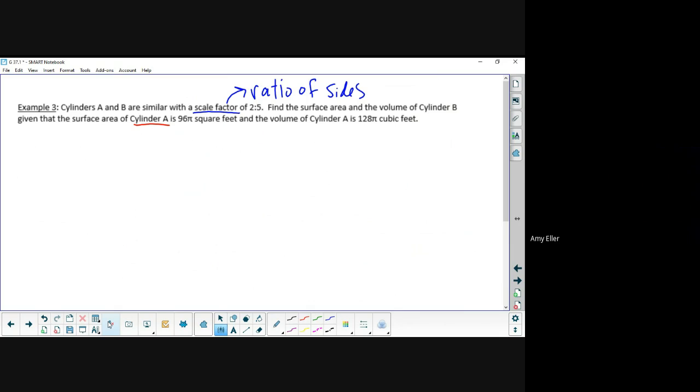Here's how we start every problem. SPA, just like before. Sides, perimeter, area. We expand it. B for volume. Size ratio, perimeter ratio, area ratio, volume ratio. You will always fill in one of these. This one, we know the ratio of the sides is 2 over 5.